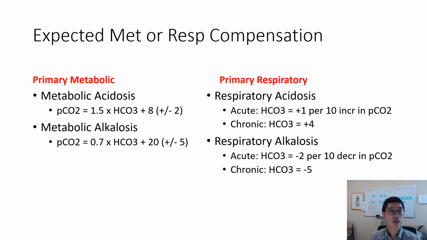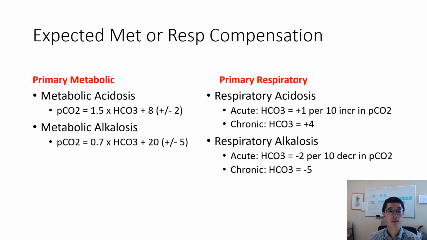The second formula to note is for metabolic alkalosis. So if you have your bicarbonate that is high, then your expected PCO2 is 0.7 times the bicarbonate plus 20, plus or minus 5 is your fudge factor there. Now let's go to the primary respiratory processes.